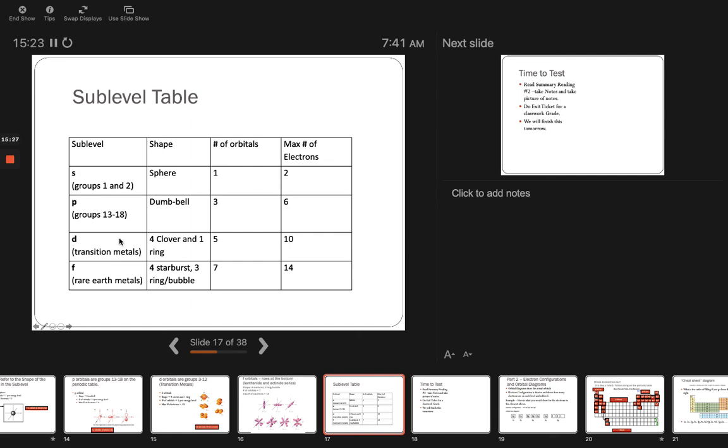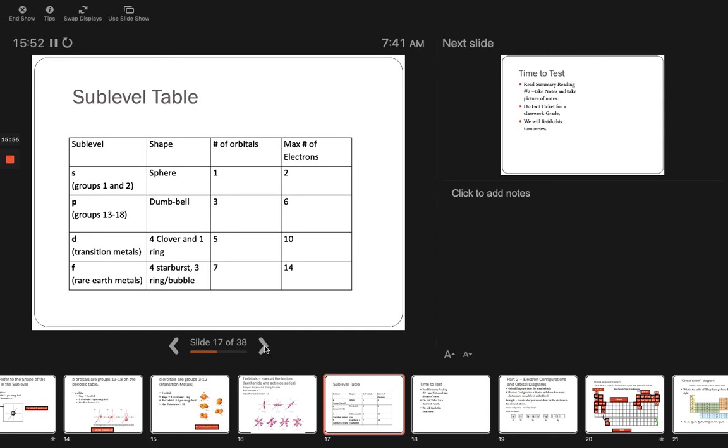The D electrons, those filling in the transition metals, which is groups 3 through 12, are 4 clover and 1 ring. There are 5, and the maximum number of electrons is 10. And then the F, which are those lanthanoid and actinoid, sometimes called the rare earth, are 4 starburst and 3 ring bubbles. There are 7 orbitals, and the maximum number of electrons is 14.